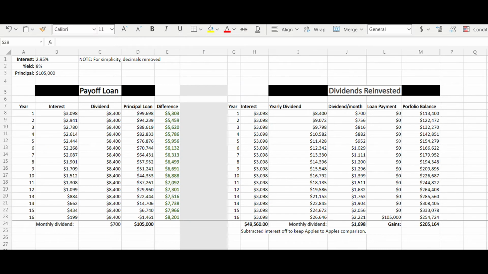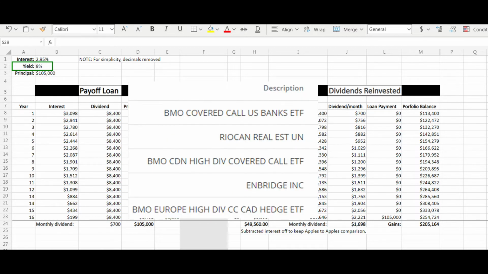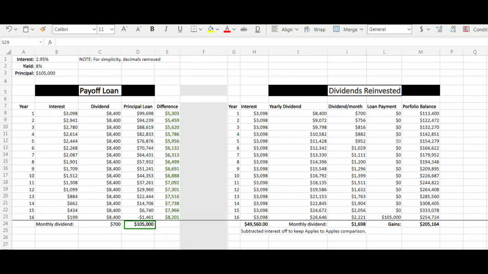Now let's hop back to my Excel sheet comparing paying off the loan to reinvesting the dividends. I borrowed a total of $105,000, and the yield? So this is where these new stocks come in. With my previous 6 stocks, the yield was on average 6.5%. With these 4, the average yield is close to 10. So let's go with an average yield of 8%. Now let's compare.